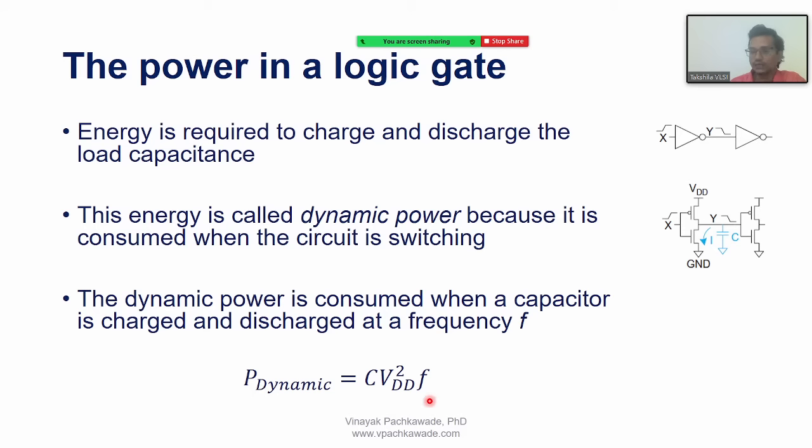Here is the equation. It is equal to the value of the capacitor that I am driving, times the square of the supply voltage, times the frequency at which the circuit is operating. So I know that the purpose of the designer would be to reduce the power consumption. The two tasks of a designer are to reduce the delay and reduce the power. So how can the dynamic power be reduced?